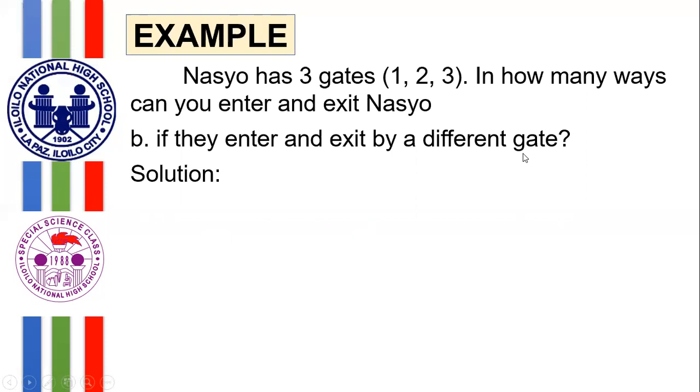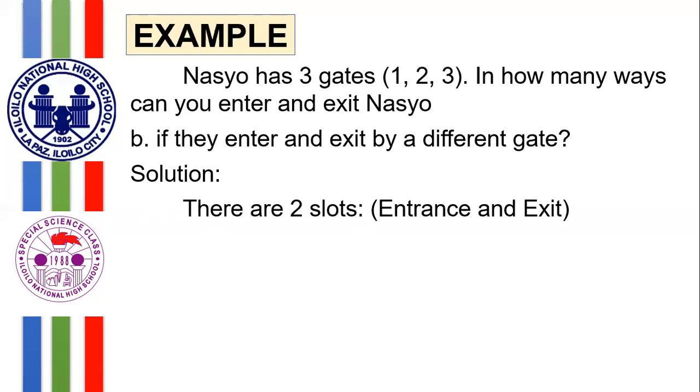So here, let's discuss the solution. There are still 2 slots. Why 2 slots? 1 slot for entrance and 1 slot for exit. But how many ways can one enter? There are 3 ways. Why 3 ways? You could enter either gate 1, gate 2, or gate 3. That's why 3 for entrance.